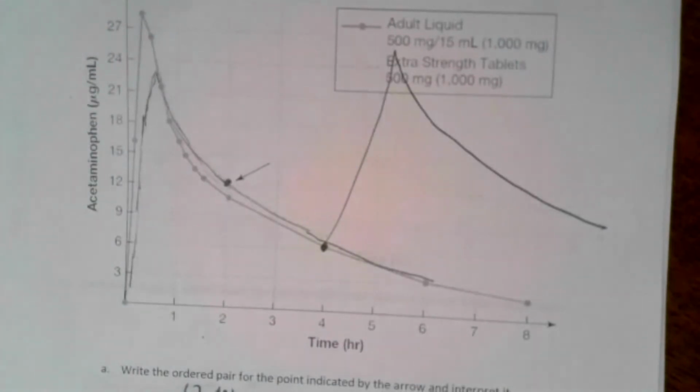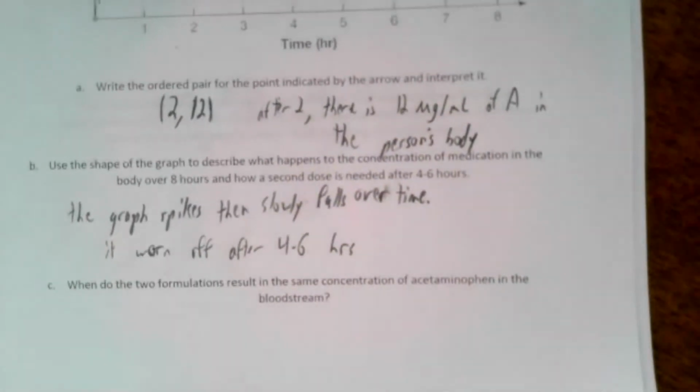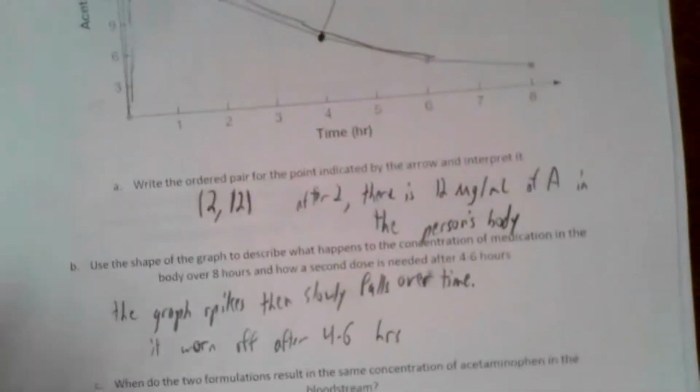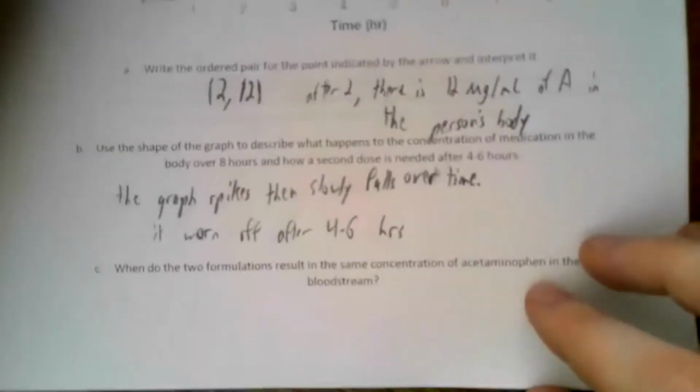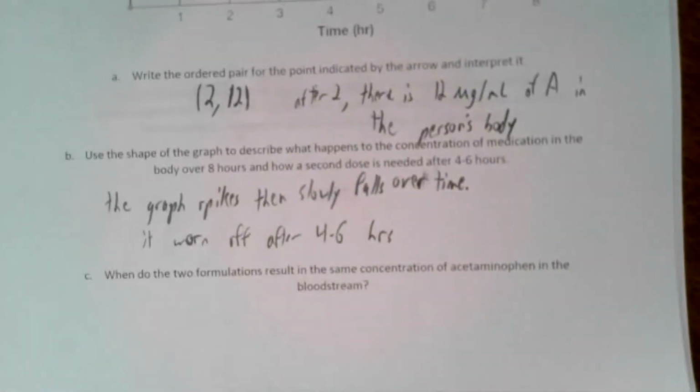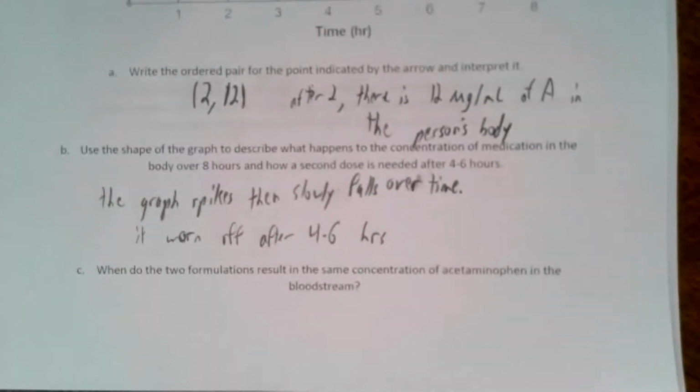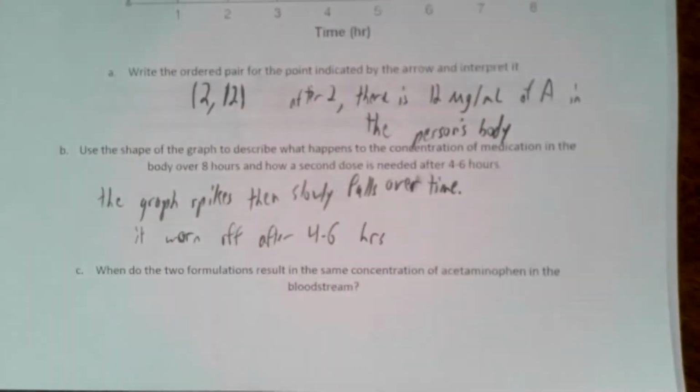Yeah, so Mary has a very good observation. She said, what is the adult liquid versus the tablets at the start supposed to indicate? And why is there such a difference, right? So that is exactly what question C is. So it says, when do the two formula, or wait, maybe it's question D. Yeah, it is question D, sorry. So we'll get to that on the next page. But question C says, when do the two formulations result in the same concentration of acetaminophen in the bloodstream? So just to answer your question a little bit more, Mary, we're going to cover it on the next page. And there's a reason that I didn't address it at the start. So we're going to kind of learn about that.